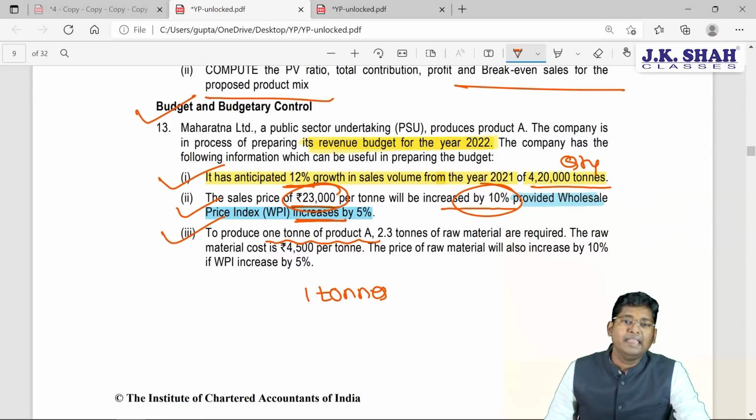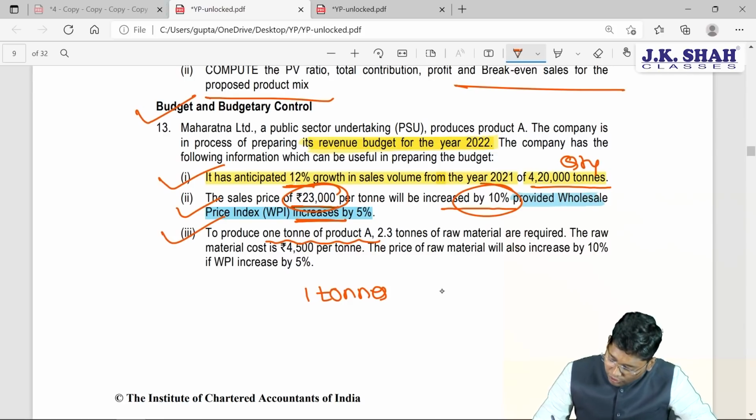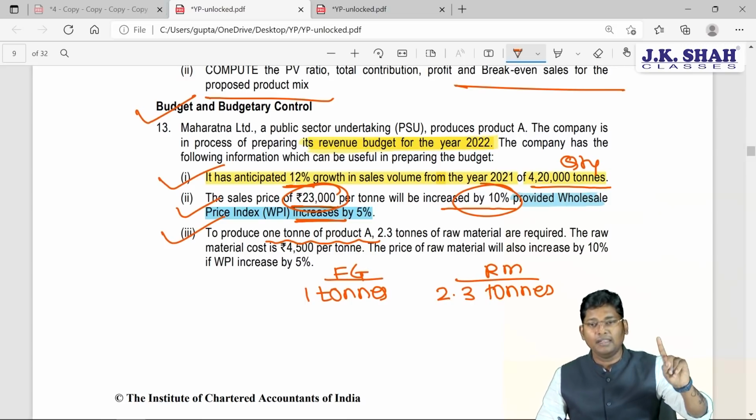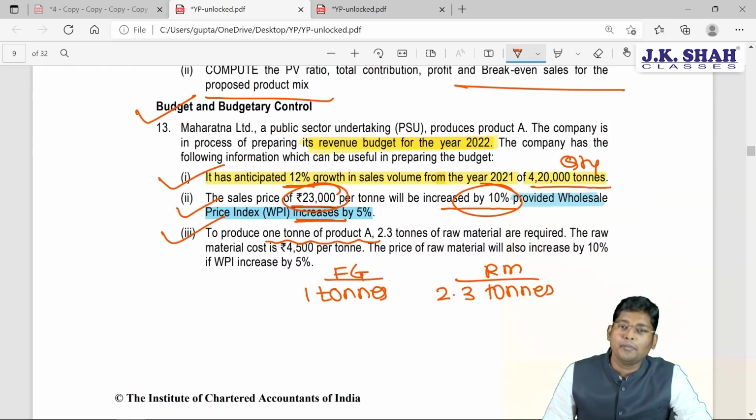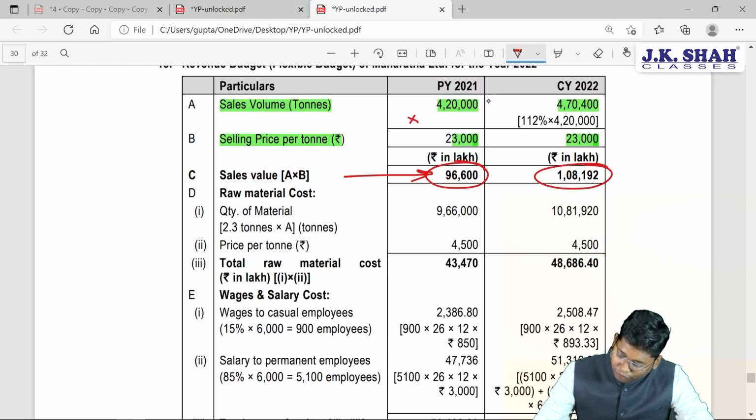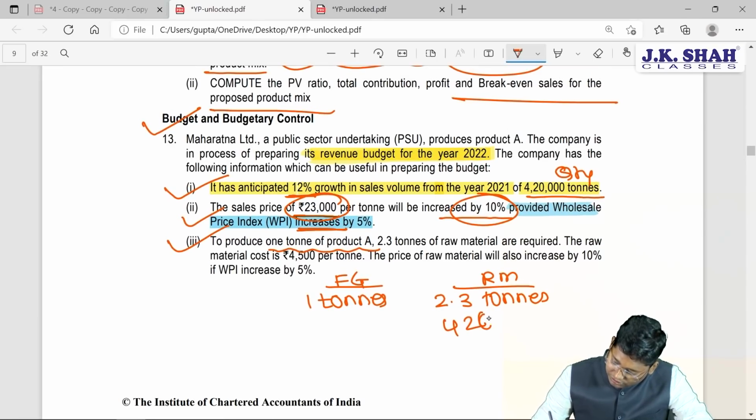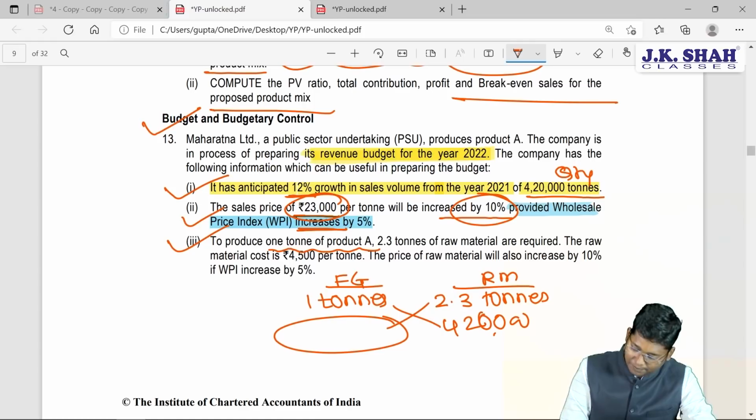If you are willing to get 1 ton of product, meaning final product, you should introduce 2.3 tons of raw material. So this is my finished goods, this is my raw material. As per given information, for getting 1 ton, 2.3 tons of raw material is required. So for getting 4,20,000 tons, how much material is needed? That you need to compute by cross multiplying into 1 divided by 2.3.